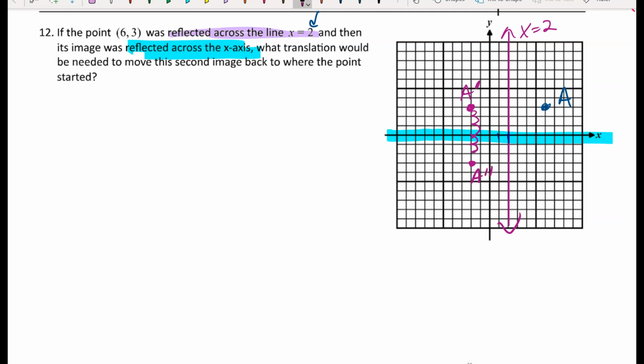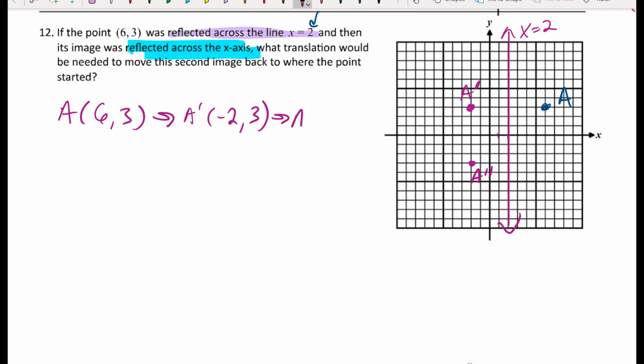So A double prime should land right there. So just to organize my thoughts here, I always like to write my coordinates out to help me. A was at 6, 3. If I count carefully, A prime was at negative 2, 3, and A double prime was at negative 2, negative 3. And I want a translation that would move the second image back to where the point started.